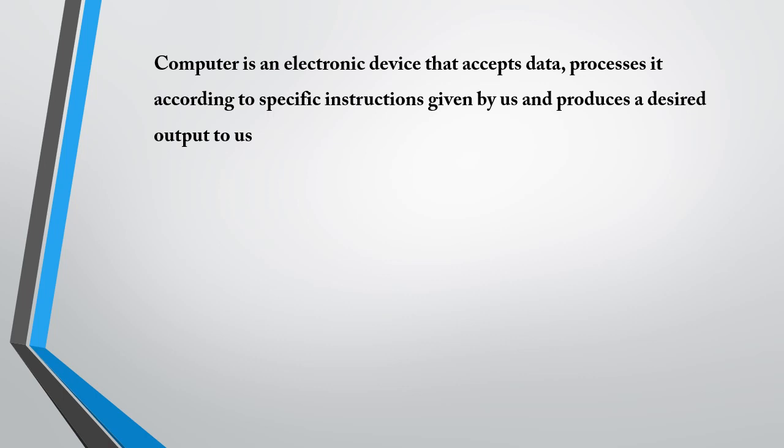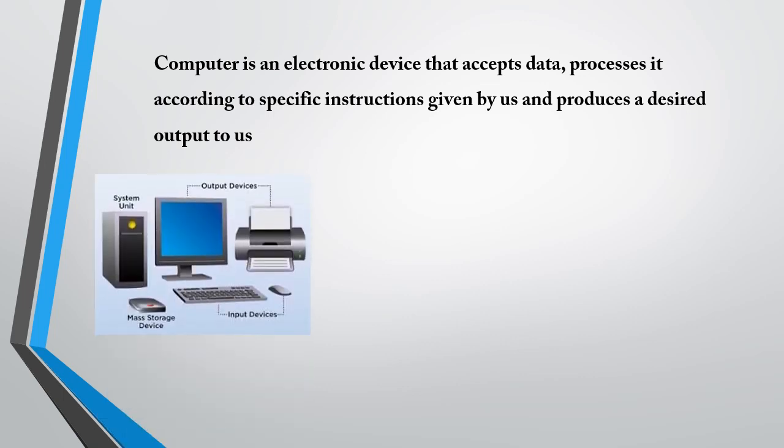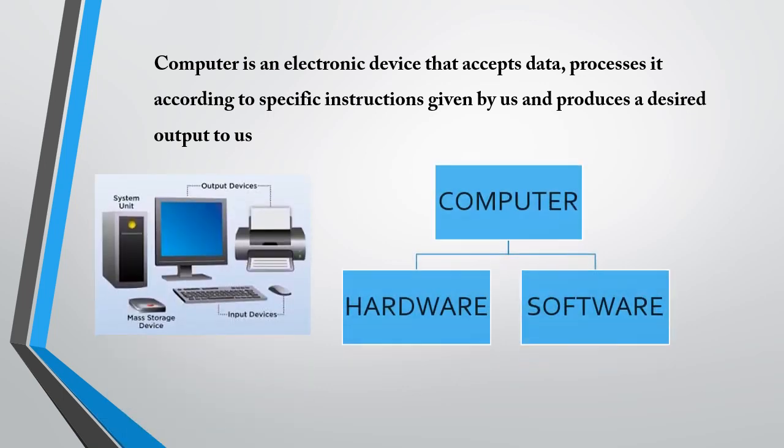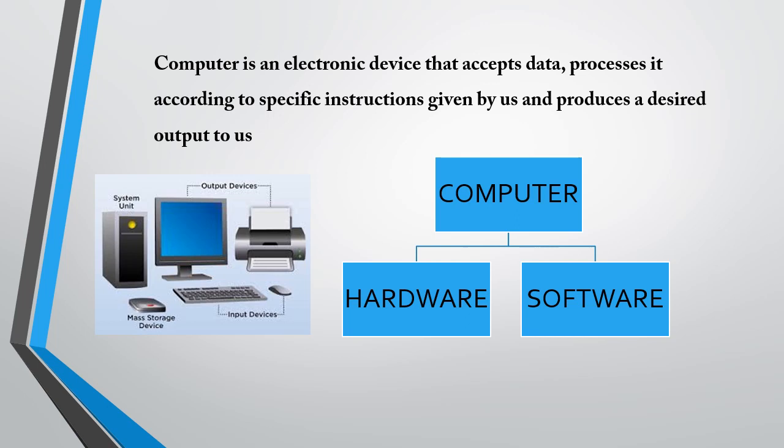So students, what is a computer? You all know the answer, right? A computer is an electronic device that accepts data, processes it according to the specific instructions given by us, and produces the desired output to us, right? And a computer is composed of two main parts, that is hardware and software.